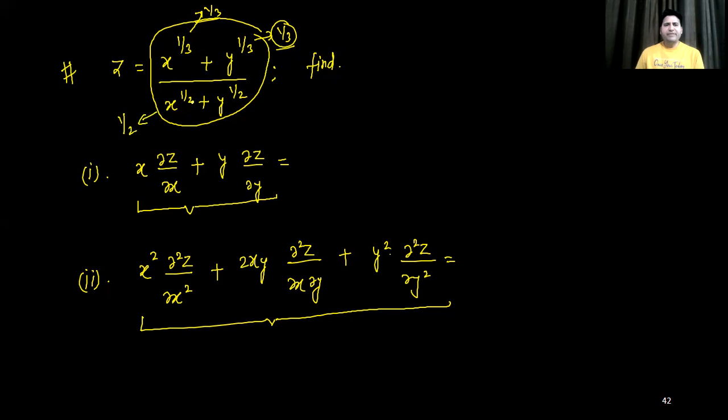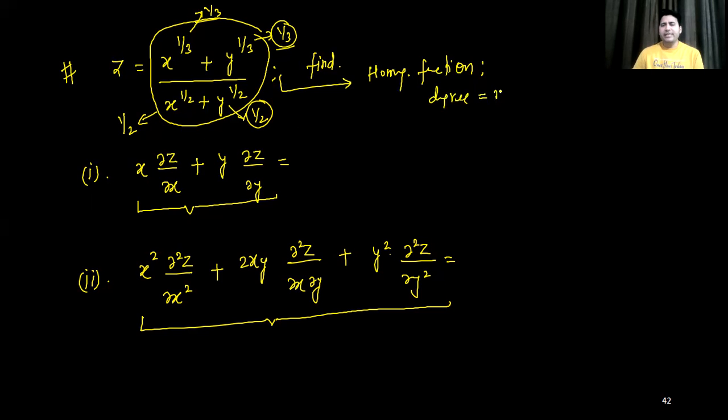The degree of this one is 1 upon 2 and this one is also 1 upon 2. What do I get? The numerator individually is a homogeneous function of degree 1 upon 3. The denominator is also a homogeneous function individually of degree 1 upon 2. It means, students, that this function is a homogeneous function. Because I told you, when the function is a fraction, simply check whether the numerator is homogeneous or not and the denominator is homogeneous or not.